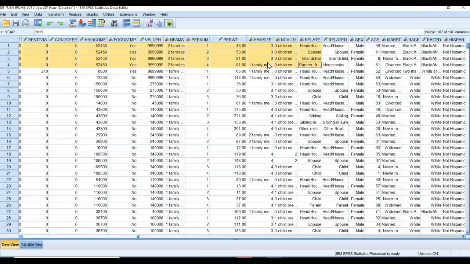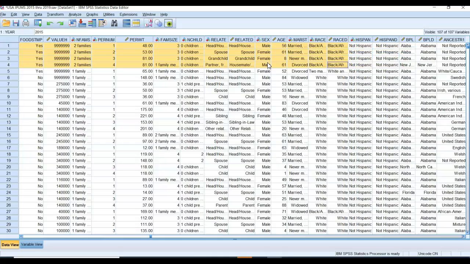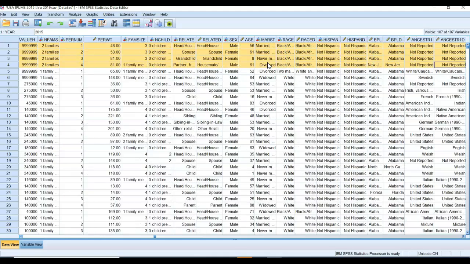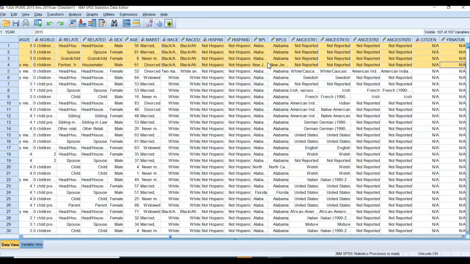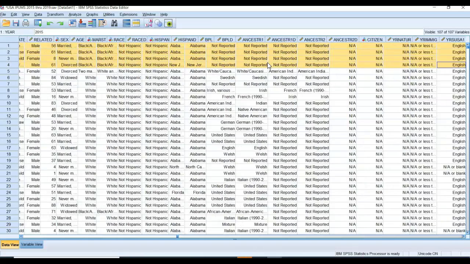So basically what we have here is a head of household, their spouse, a grandchild, and what they call the housemate. So someone who is divorced, probably a renter living in the house. That might be the case in that situation right there.